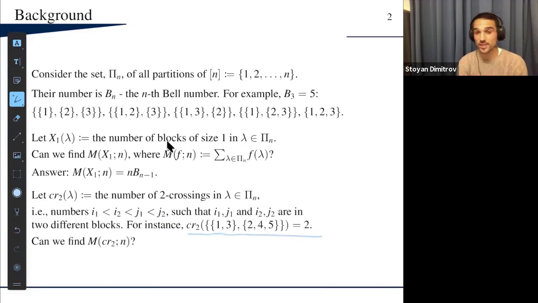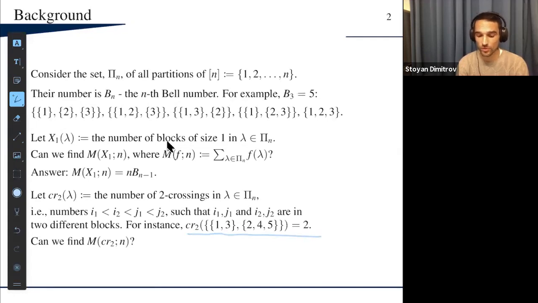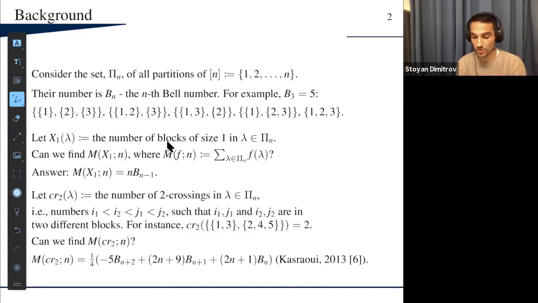Again, the same question: can we find the aggregate, in other words the summation, of this statistic over all set partitions? Here, it won't be that easy to find the answer. It was found in 2013, and this is the formula. You can already see some pattern: basically, we have some shifted Bell numbers and some stuff in front. But let's look at the higher moments for these 2 statistics.